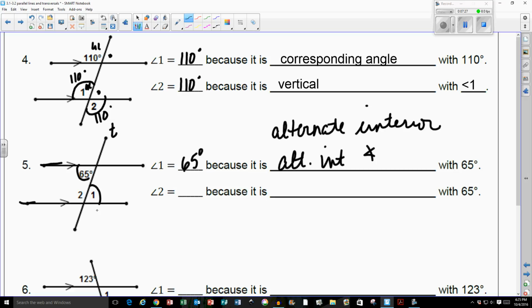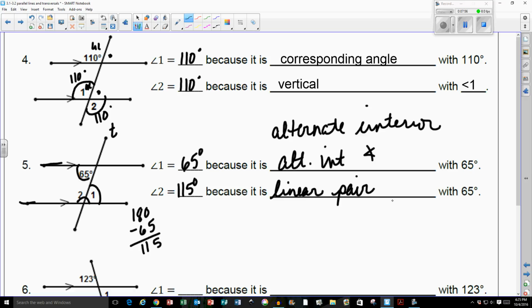So angle 2, if you'll notice, it has a relationship with this angle 65, but it is also, see how it's a linear pair with angle 1? So that means it's going to be 115 degrees, because remember a linear pair is 180 minus 65, which would be 115. So it is a linear pair with 65.